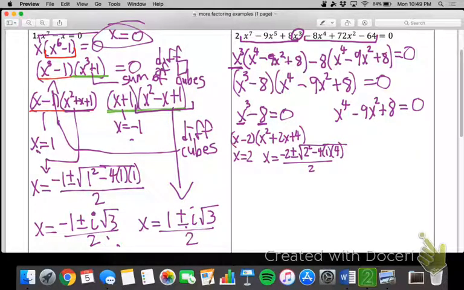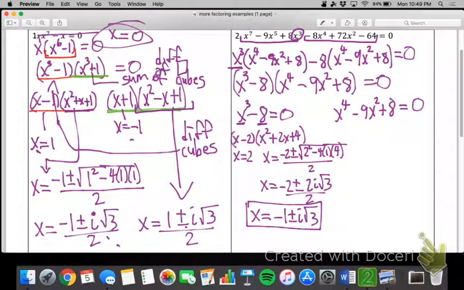And that's going to end up simplifying to negative 2 plus or minus, that's 4 minus 16, 2i root 3 over 2, which is all simplified negative 1 plus or minus i square root 3. So there's 1, 2, 3 solutions. We started with degree 7, so we have to get 4 more.